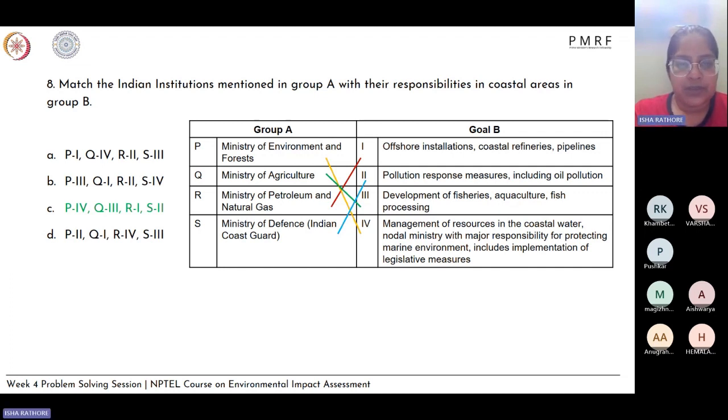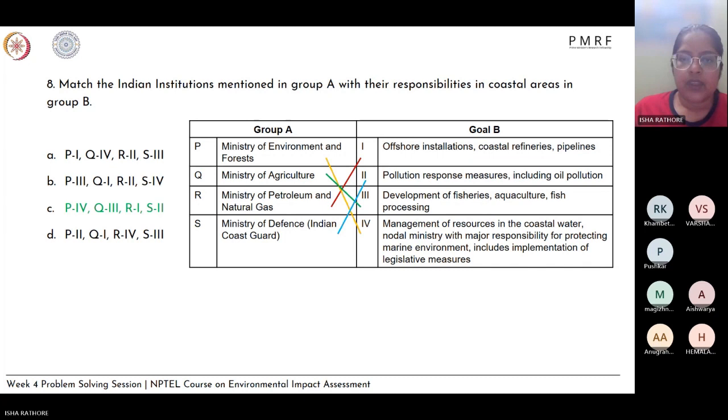Then the Ministry of Petroleum and Natural Gas looks after the offshore installations, coastal refineries and pipelines, and regulations relating to these kinds of activities. So R matches with 1. And lastly, the Ministry of Defense, Indian Coast Guard, looks at the pollution response measures, including oil pollution. So S matches with 2. So the correct answer is C, that is P matches with 4, Q matches with 3, R matches with 1, and S matches with 2.